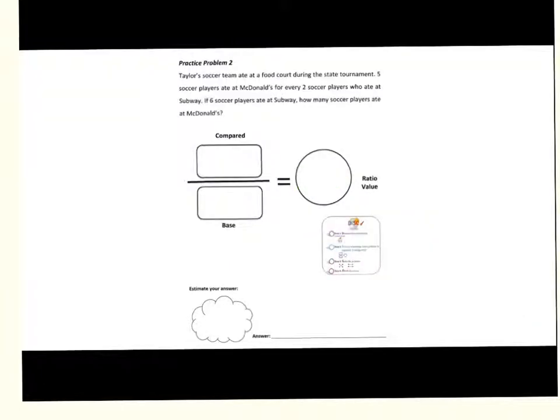Last problem, practice problem 2. Taylor's soccer team ate at a food court during the state tournament. 5 soccer players ate at McDonald's for every 2 soccer players who ate at Subway. If 6 soccer players ate at Subway, how many soccer players ate at McDonald's?